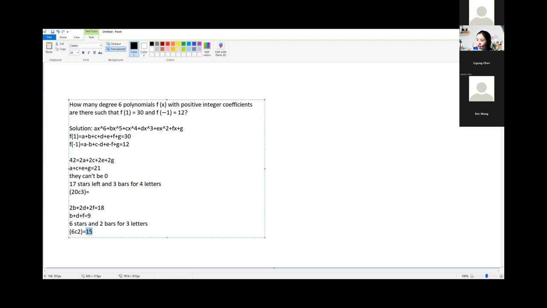6 choose 2 is not 8. Okay. 20 choose 3 would be 20 times 19 times 18 divided by 6, which is 20 times 19 times 3, which is 570. So ultimately, the answer is 570 times 15, which my mental math is not that good.